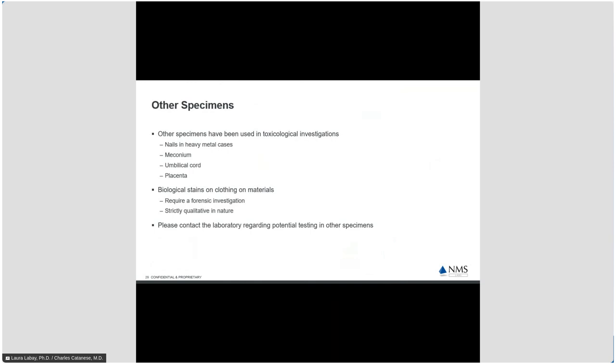Other specimen types that have not been mentioned in this presentation can be submitted for analysis, but please contact NMS Labs if that is the case.